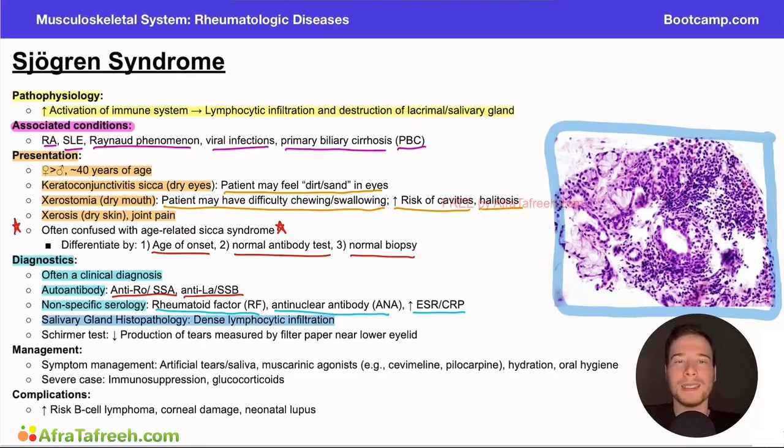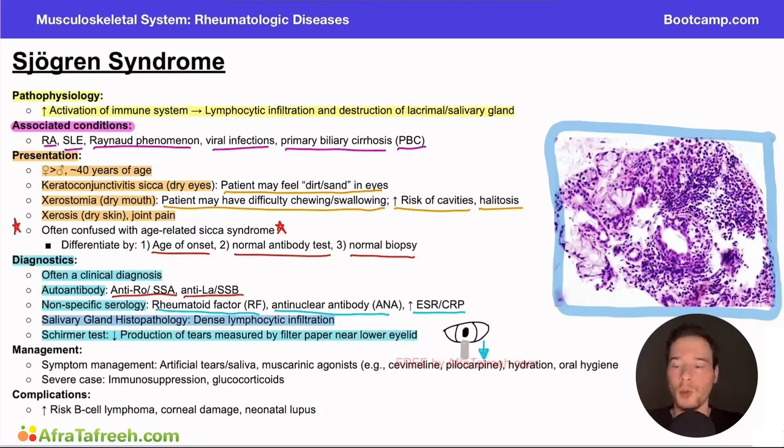And finally, one of the last diagnostics they like you to know for this condition is something called a Schirmer test. And this is looking at decreased production of tears measured by a filter paper near the lower eyelid. And so the idea is that this is a test to measure our tear production. And so if we have the eyeball and we put a piece of paper near the lower eyelid, we can actually measure how much tear production is made over time by triggering tear production and measuring how far down the paper it gets over time. It's an indicator of how much the eyes are able to create tears, or a way to quantify the tear production over a given amount of time.